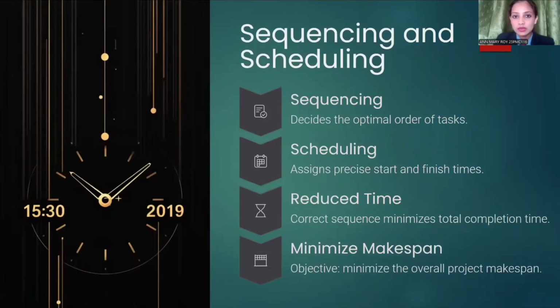Now, coming to sequencing and scheduling, sequencing means deciding the order in which the tasks must be performed. Scheduling means deciding the start and finish of each and every task. Proper sequencing and scheduling reduce the total completion time. The main objective here is to minimize the total backup time, also known as the makespan.